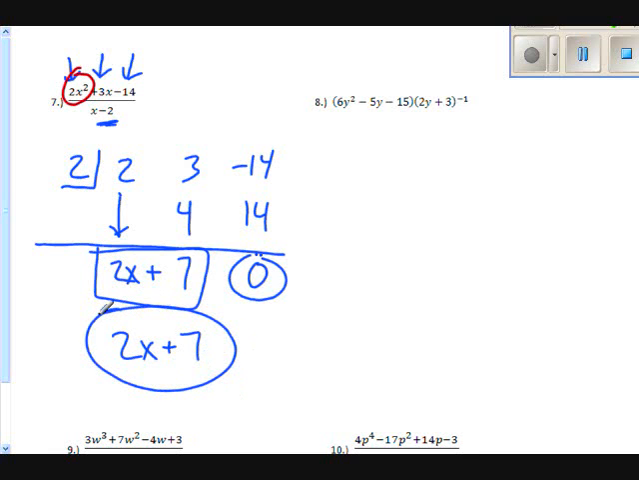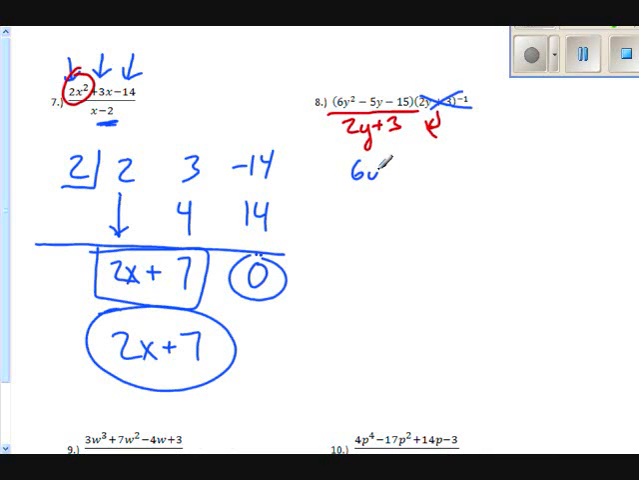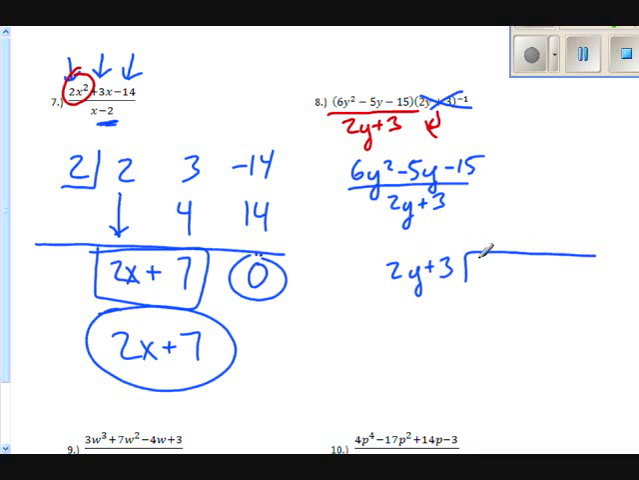Hooray! All right, if I take a look at the next one. Again, remember the negative exponent means whatever I have here gets sent to the denominator. All right, so that's going to be over 2y plus 3. So really what this problem is saying is 6y squared minus 5y minus 15 divided by 2y plus 3. And now I have to use long division because of that 2 that's out front. So I've got 6y squared minus 5y minus 15.